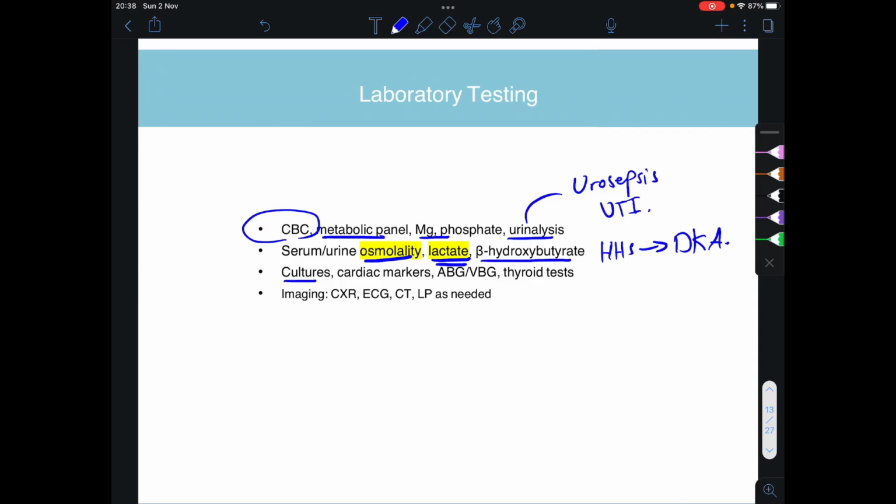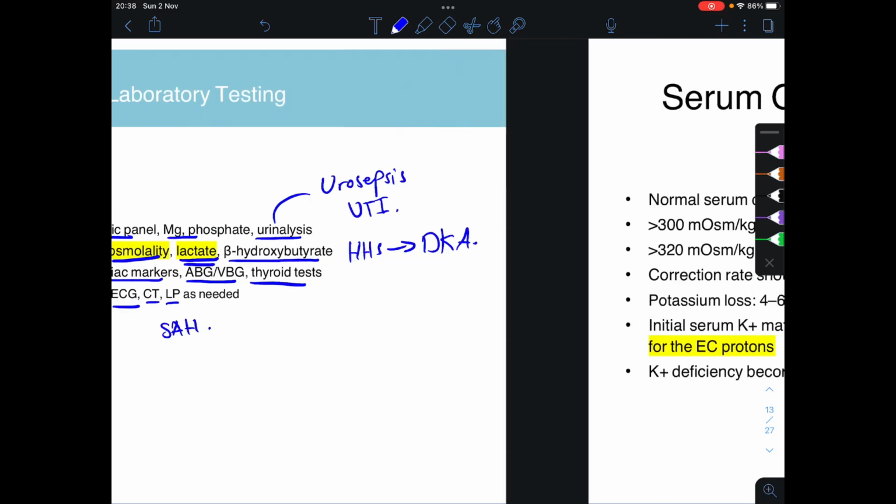You also want to do cultures, and cardiac markers like troponin, for example, if there's an ongoing myocardial infarction that precipitates the condition. You want to send for ABGs and VBG routinely. Thyroid tests, for example, as hypothyroidism could mean that there's hyperglycemia and could precipitate the condition. A chest X-ray to look for pneumonia. An ECG can be done as well to look for myocardial infarctions. CT for looking for a stroke. And lumbar puncture, for example, looking for a subarachnoid hemorrhage.